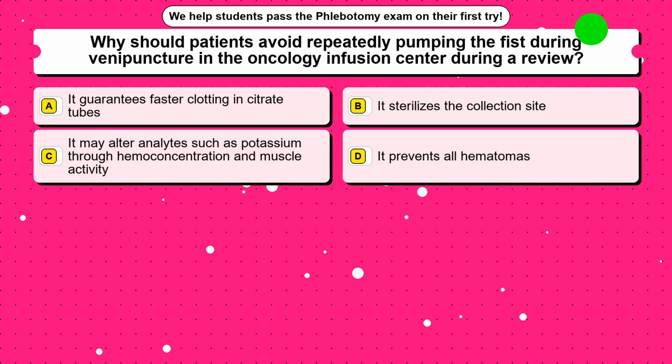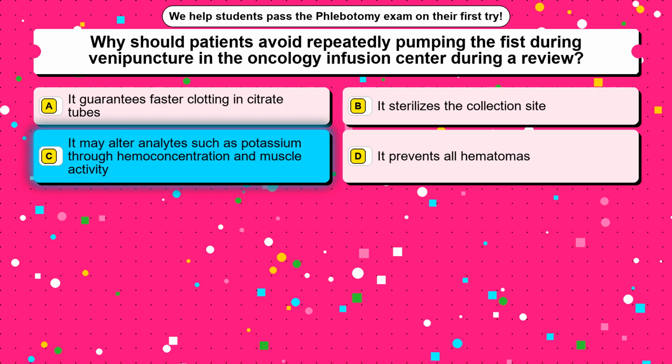Question 26. Why should patients avoid repeatedly pumping the fist during venipuncture in the oncology infusion center during a review? Option A. It guarantees faster clotting in citrate tubes. Option B. It sterilizes the collection site. Option C. It may alter analytes such as potassium through hemoconcentration and muscle activity. Option D. It prevents all hematomas.